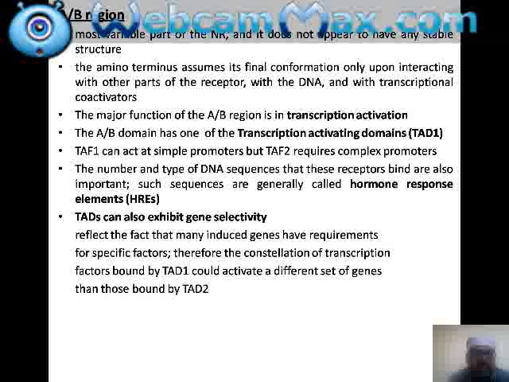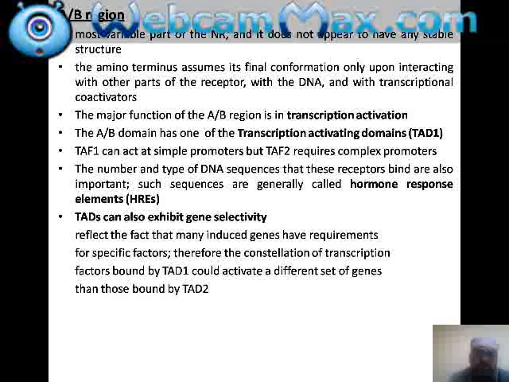What does it mean, what is gene selectivity? Gene selectivity reflects the fact that many induced genes have a requirement for specific factors. So if you need to induce any gene, there must be specific factors which bind to it. So the uniqueness, the gene selectivity, is therefore the TAD, that is the transcription activating domain. If a required cofactor binds to the DNA, then only a certain gene is induced and transcription can activate.